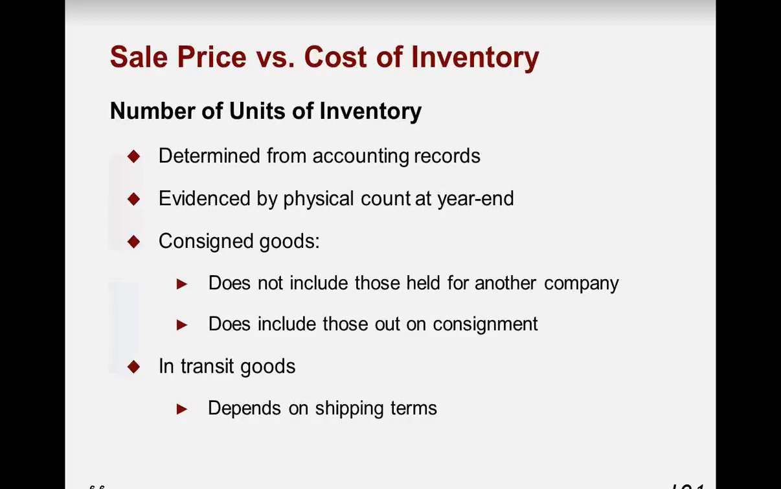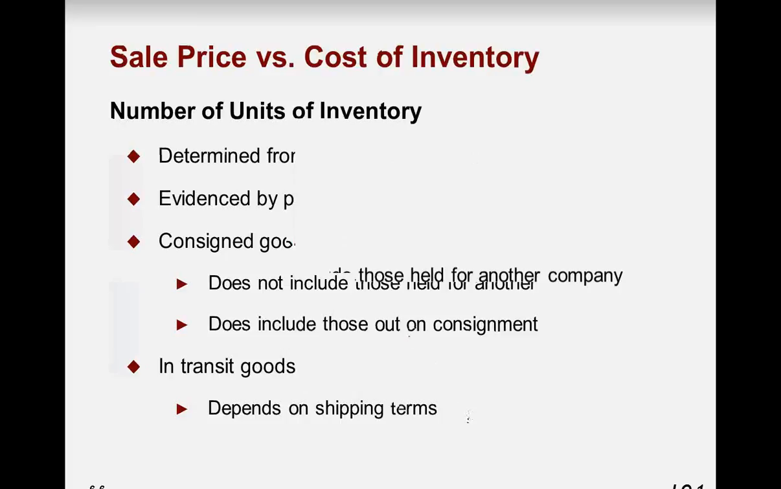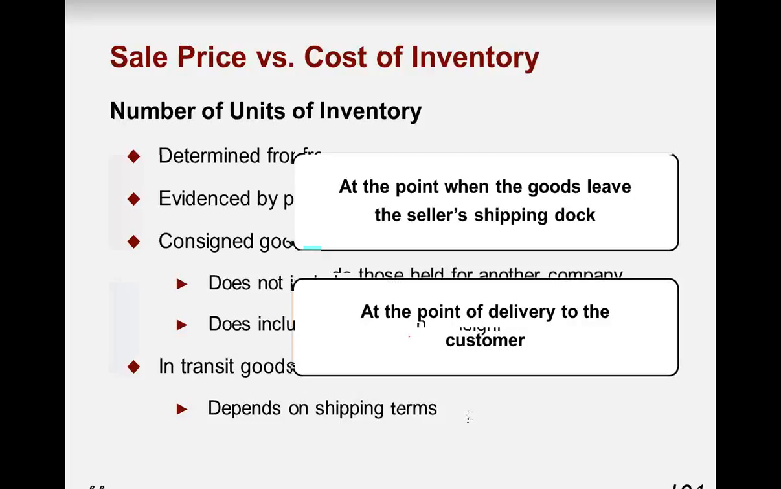FOB shipping point means that the point when the goods leave the seller's shipping dock, that's where the ownership changes. So shipping point, as soon as it's loaded on the truck and drives away, it belongs to the buyer. And when it's destination, it's not the customer's or the buyer's until it gets to their dock, actually at their dock.